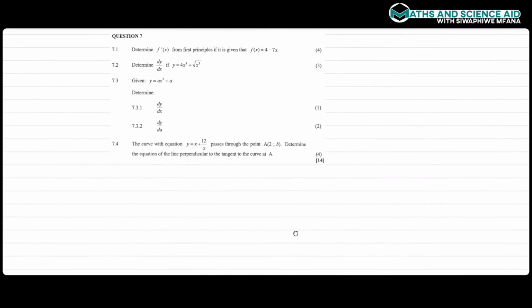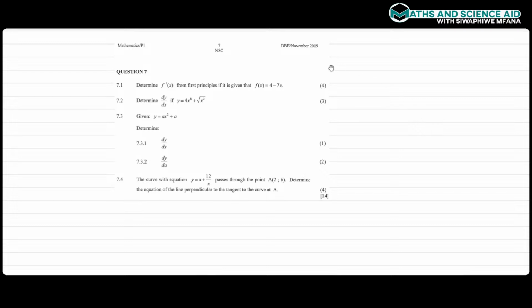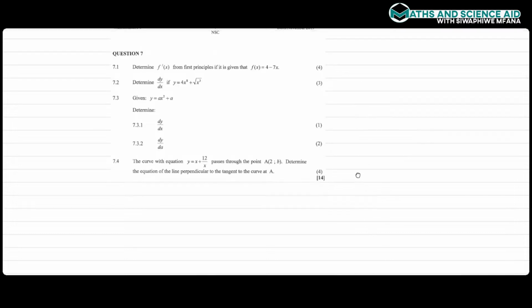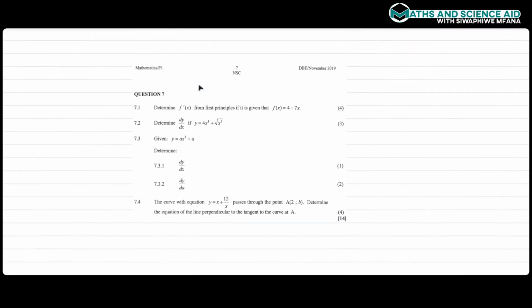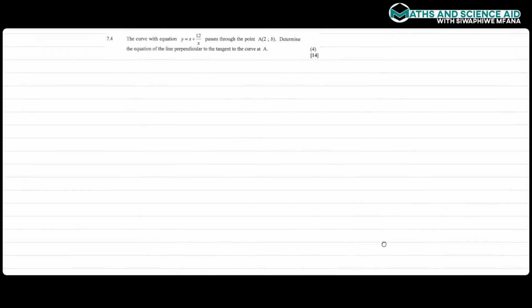Now, here's another interesting one, and this one is from DBE November 2019, as you can see. So again, free marks for you guys. Unfortunately, there is not enough time for me to go through this, but this is relatively straightforward.